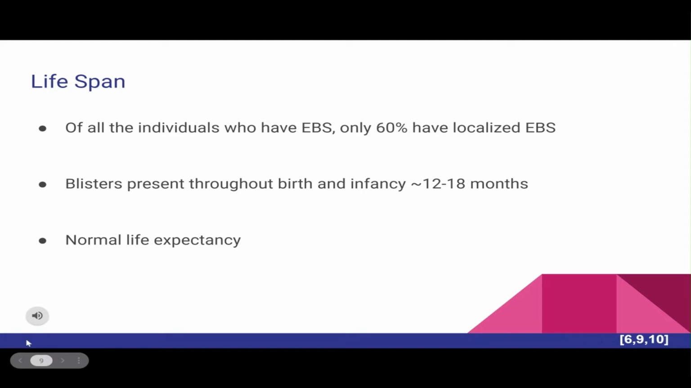Because localized EBS is more common and affects approximately 60% of all individuals who have EBS, this slide will discuss the life expectancy of individuals living with this disorder. Blisters usually present at birth and persist throughout their infancy, usually around 12 to 18 months. The blistering eventually decreases as the individual ages and doesn't affect the body systemically. Sometimes the symptoms don't manifest until early adulthood, depending on the EBS subtype. Most individuals with this disease tend to have a normal life expectancy.